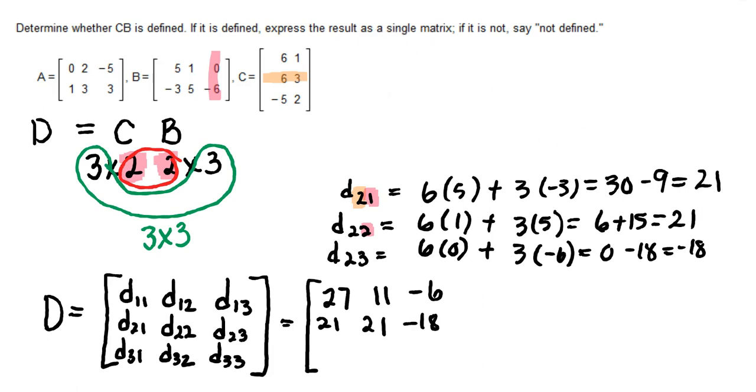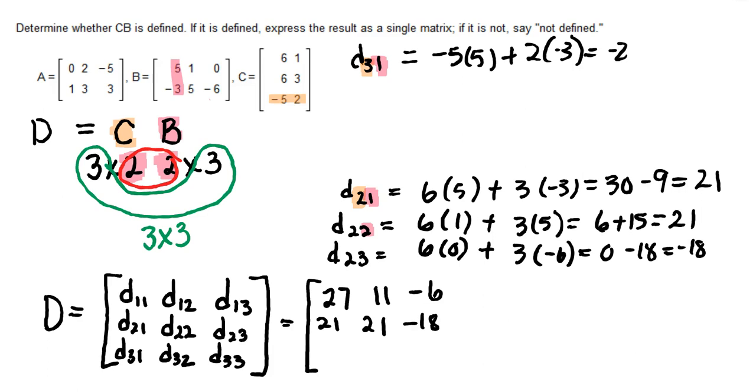Okay, let's try D31. I'm going to do row 3 of the first matrix, which is C, and column 1 of the second matrix, which is B. So that calculation would be -5 times 5 plus 2 times -3. It's -25 minus 6, which is -31.